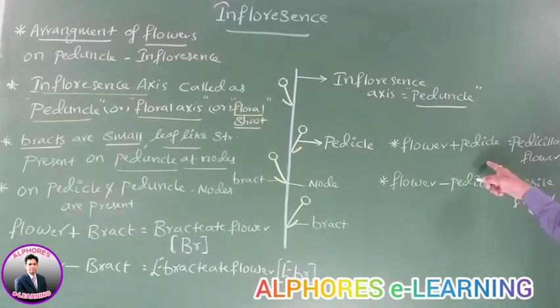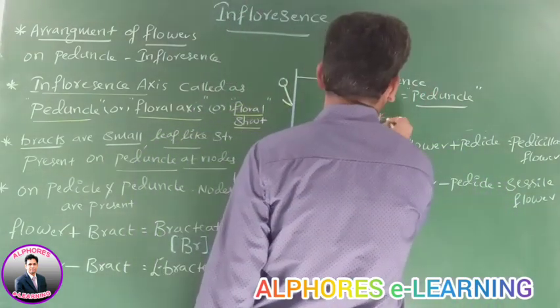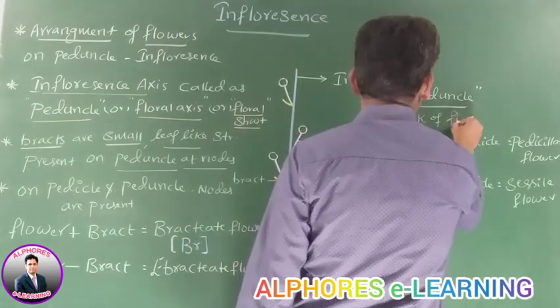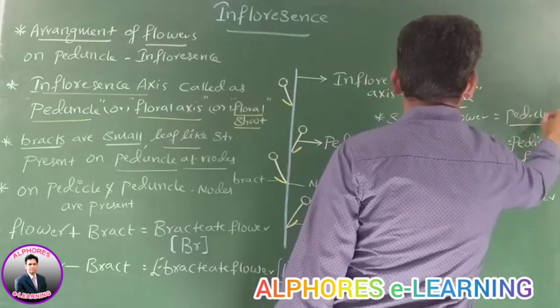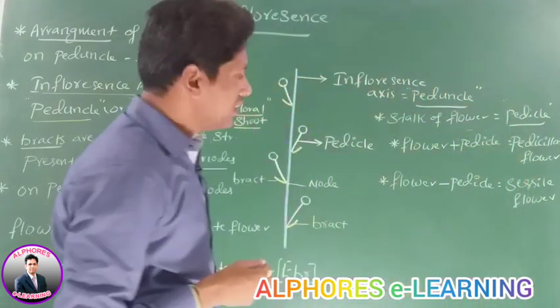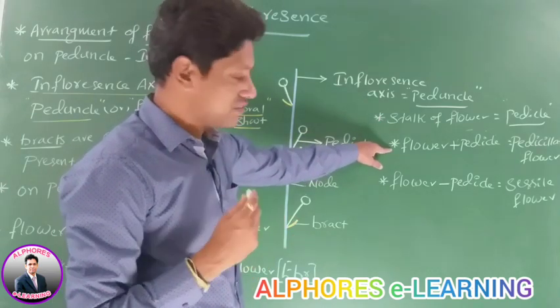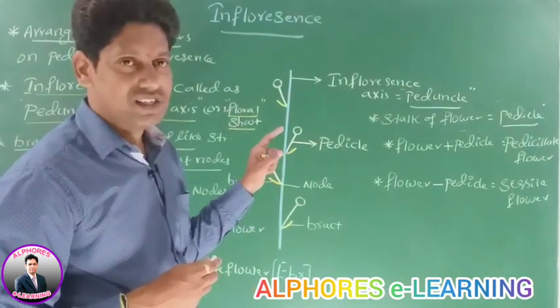Therefore, flower with pedicel is called as what, sir? Pedicellate flower. Flower without pedicel is called as what? Sessile flower. Actually, what is the meaning of pedicel, sir? Pedicel means nothing but stalk of the flower. Stalk of flower is called as a pedicel. Is this statement clear? Right? Therefore, stalk of flower is called pedicel. Flower with pedicel, pedicellate flower. Flower without pedicel, sessile flower. Right?